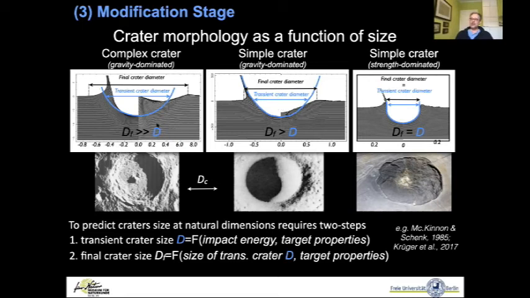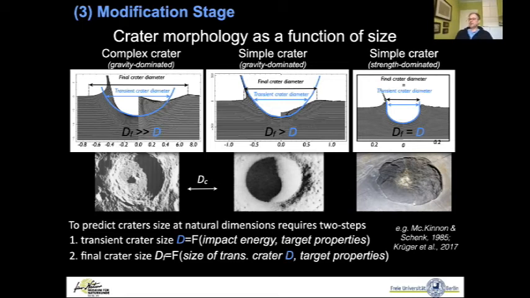For the moon, the crater is larger than 15 kilometers. Then we have a much more pronounced collapse process where material from deep underneath is uplifted and forms the central peak, flat crater floor, and so forth. So the final crater is much larger than the transient crater diameter.